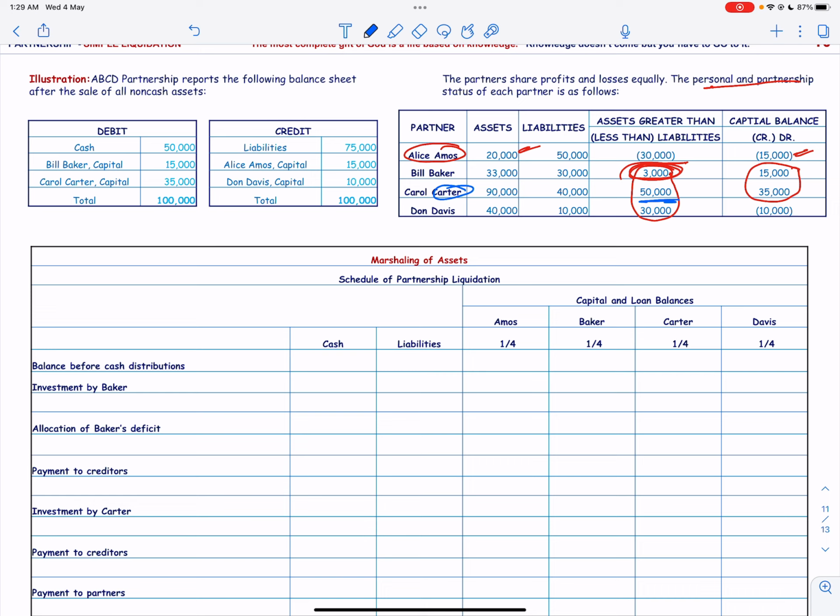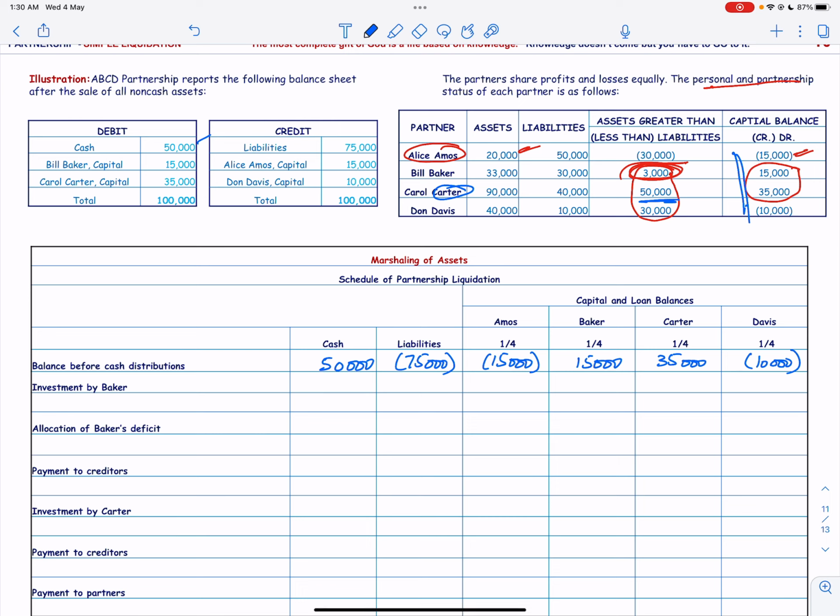So let us prepare the marshaling schedule. We have the cash balance of 50,000, liabilities are 75,000. Amos has a credit balance of 15,000, while Baker has a debit balance of 35,000 and 10,000.